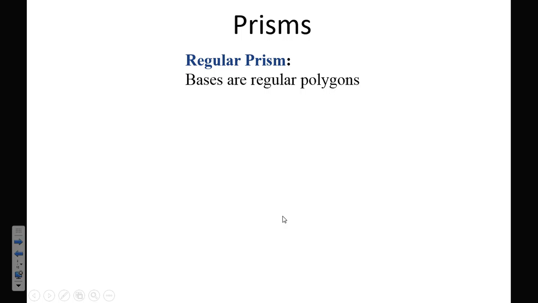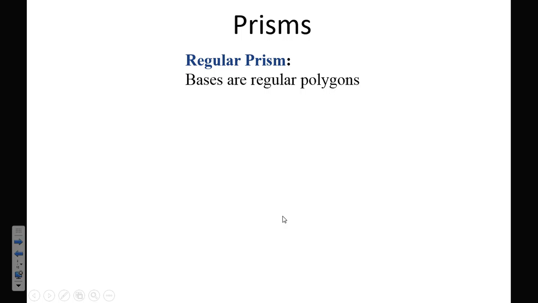A polygon that has all segments that are equal and all angles are equal. Okay, so a regular polygon has all equal sides, all equal angles, equilateral and equiangular.